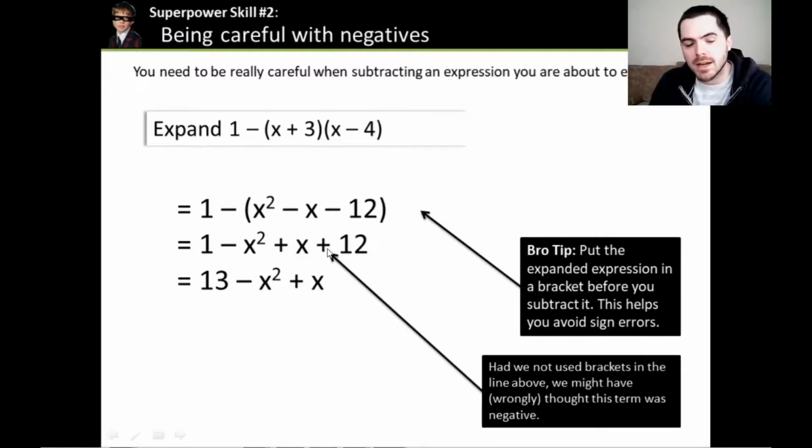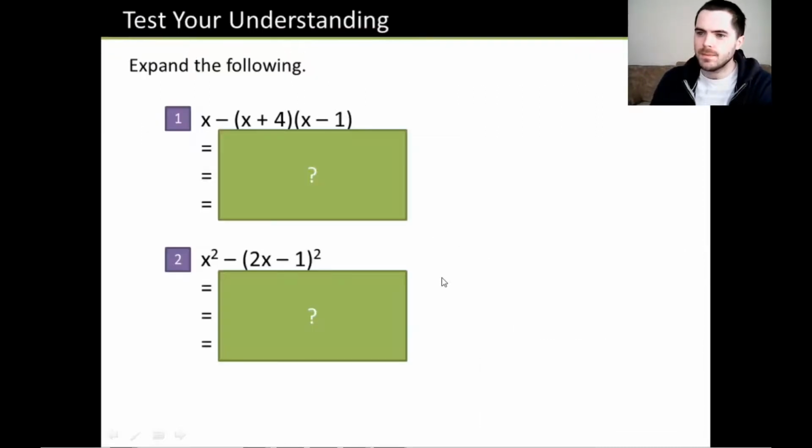After that, you collect in like terms as you're used to. 1 plus 12, that gives us 13. The negative x² stays where it is, and the plus x also stays where it is. So if we were to look at expanding, say, the following: x take away (x + 4)(x − 1). We're going to do the times first, then we'll subtract everything from the x term. I'll give you a quick chance to pause it. That was your chance.